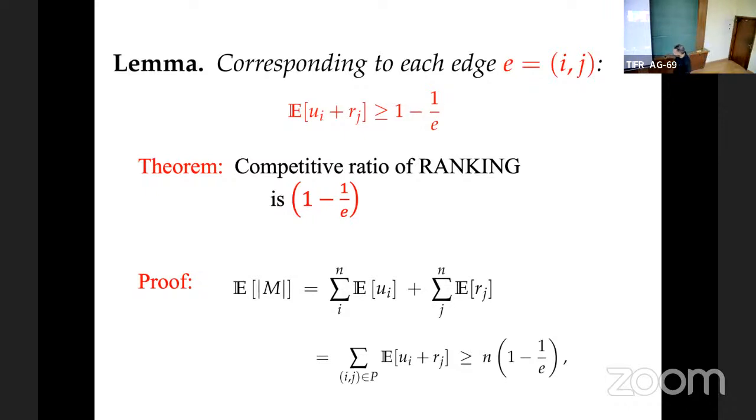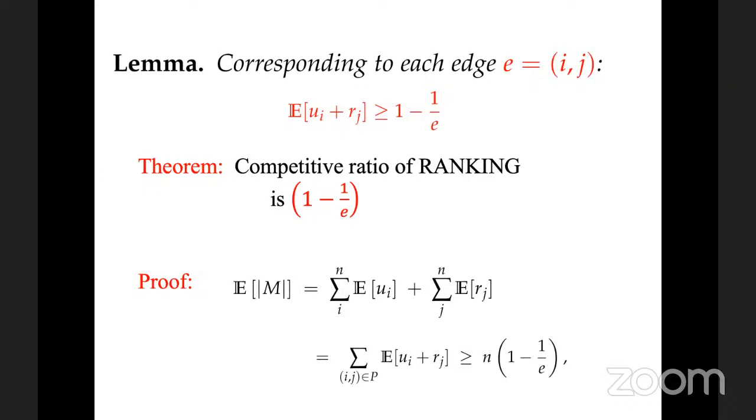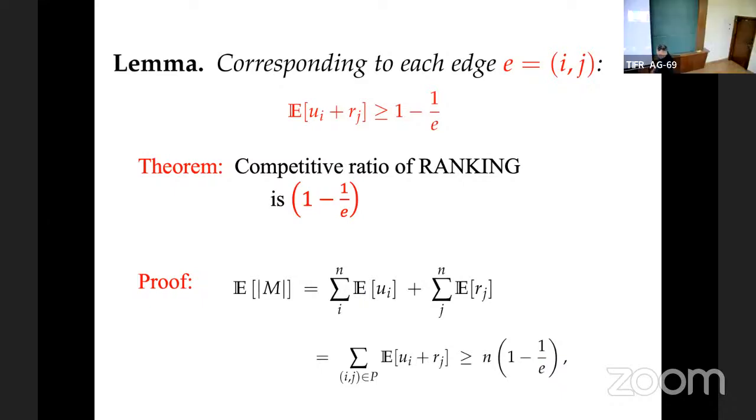Question? What is the question? Rahul, can you speak out? Yes, I can. So in the lemma, it says corresponding to each edge. While in the summation, they're along a particular matching which the optimal offline algorithm can do. How does one see the distinction?